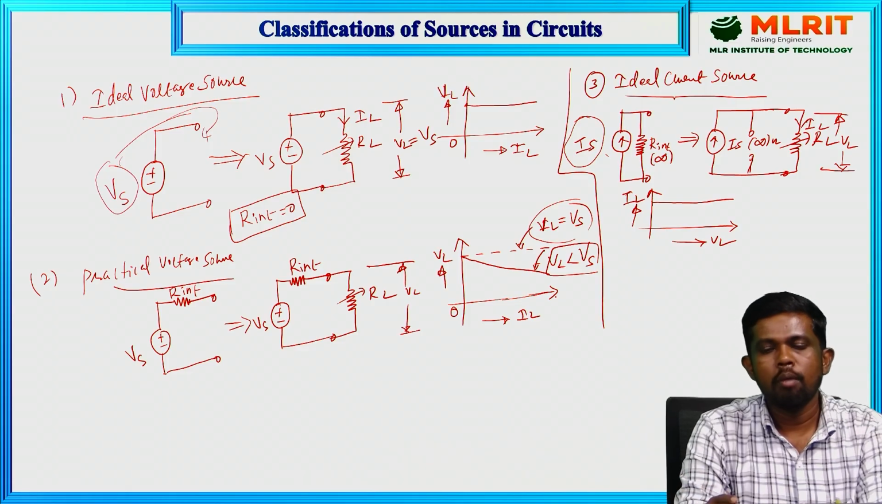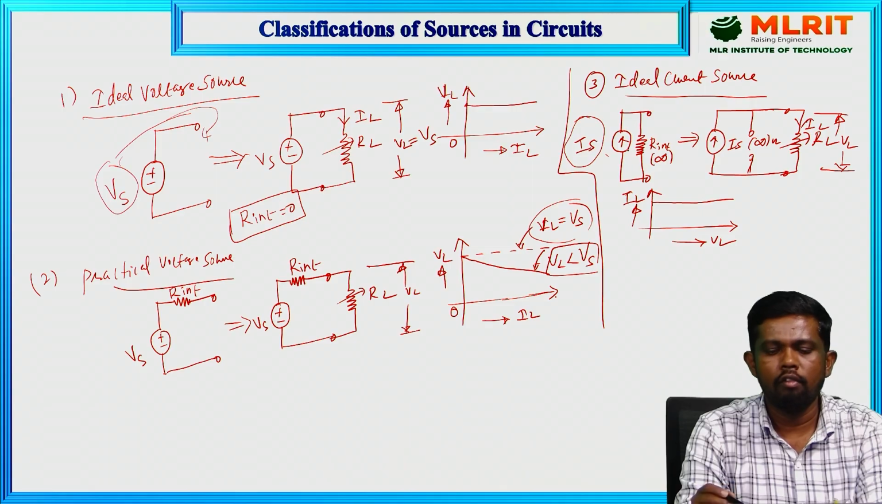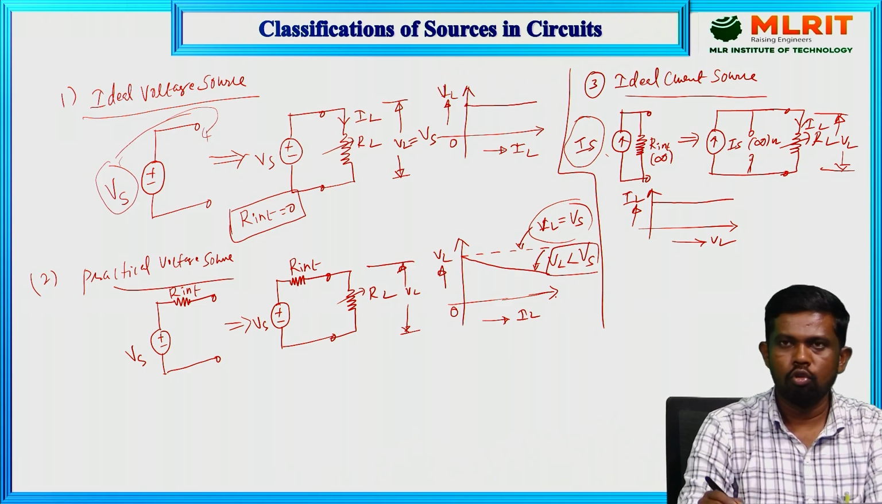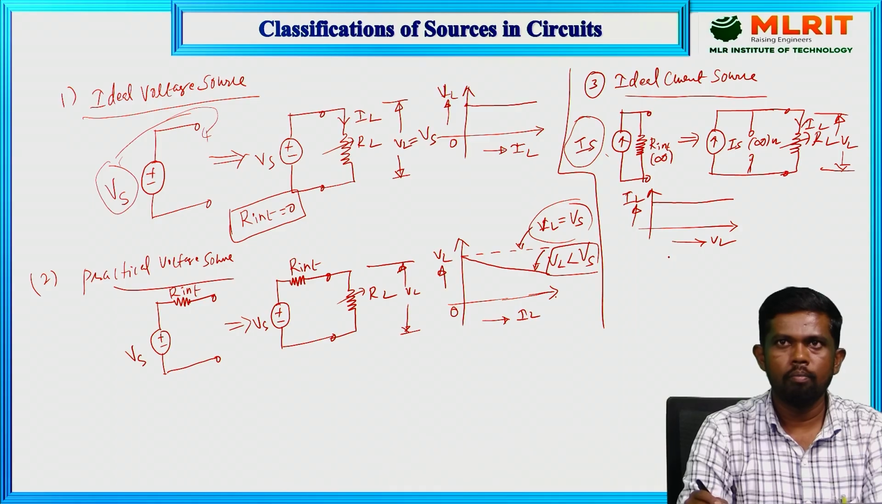It is an independent energy source which delivers or supplies a fixed or constant value of current to the load terminals irrespective of the load voltage variations. Due to the presence of the infinite internal resistance across the source, it delivers a constant value of current to the load terminals, simply the load element. So this is regarding the third one, that is the ideal current source.